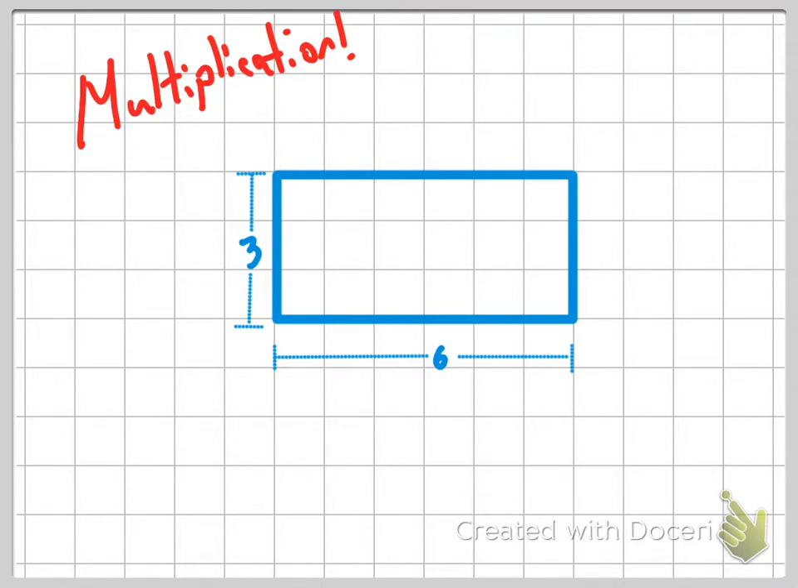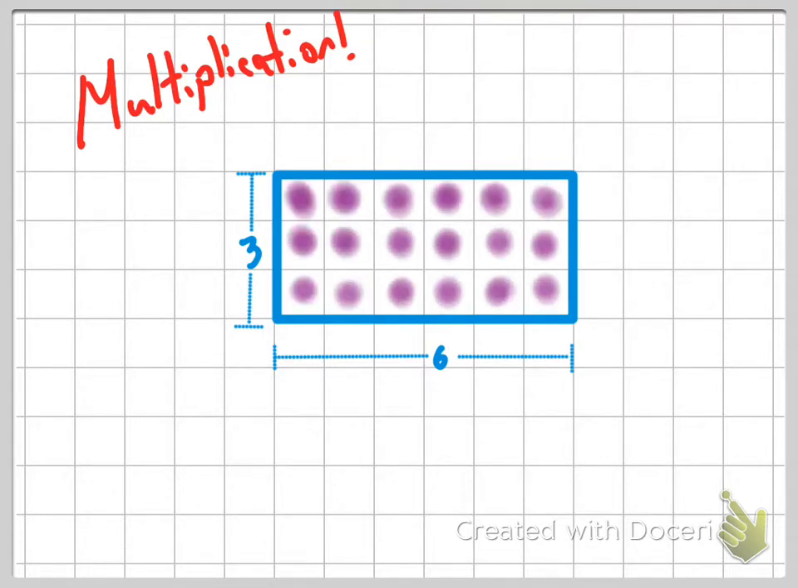So we learned multiplication was 3 times 6. And some of you learned the area model, where if you just count up all of these boxes here, you'll get 18 boxes, right? 1, 2, 3, 4, 5, 6. So you get 3 rows of 6. So 3 times 6 is 18, right?